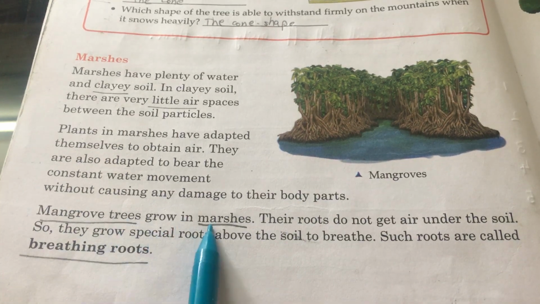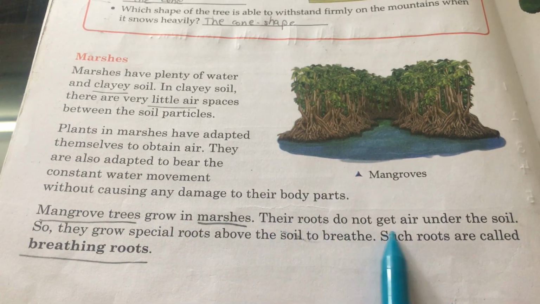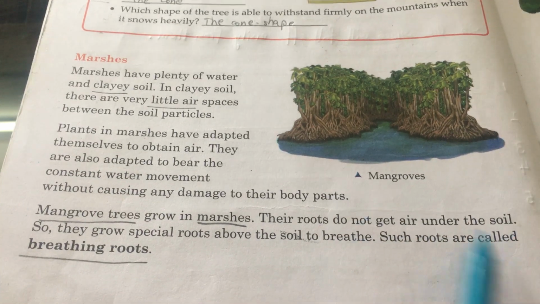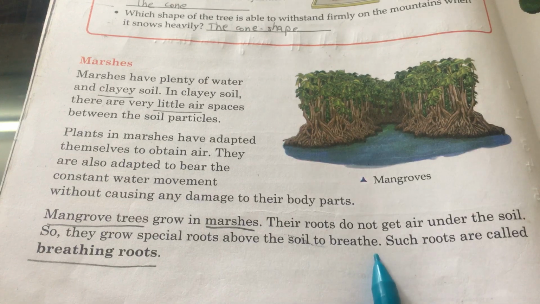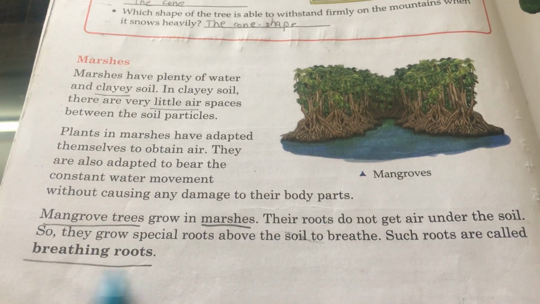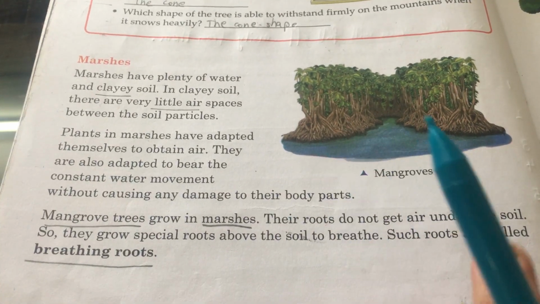Mangrove trees grow in marshes. Their roots do not get air under the soil, so they grow special roots above the soil to breathe. Such roots are called breathing roots.